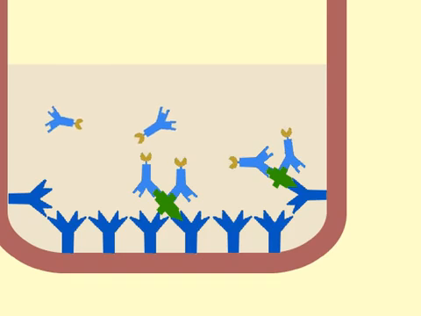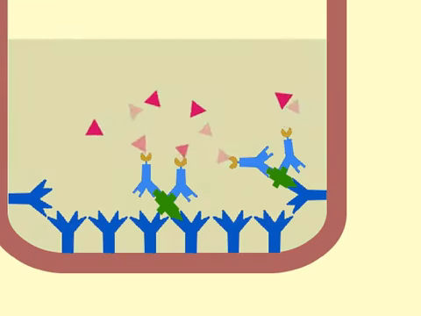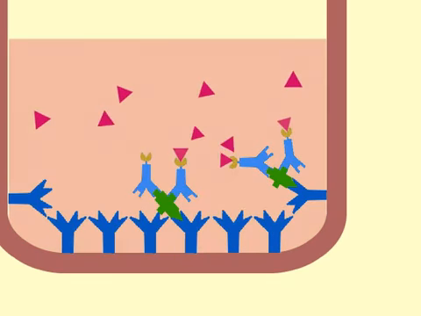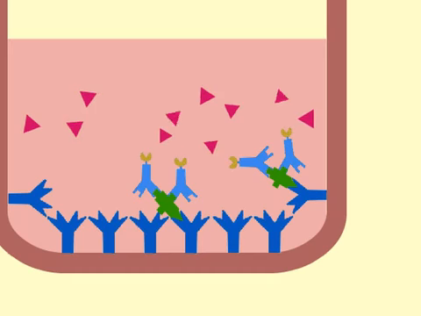The wells are washed again to remove any unbound antibodies, and in the final step, a solution of a chromogenic enzyme substrate is added. The interaction of the substrate and the captured enzyme generates visible color in the solution.